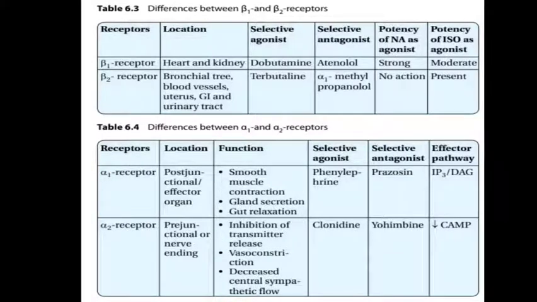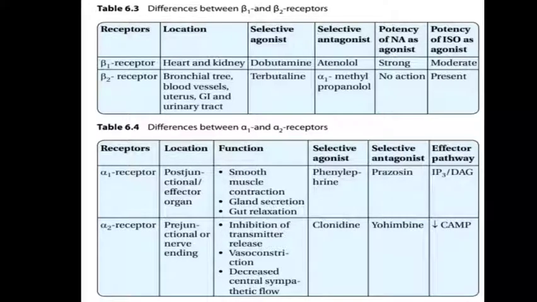Okay, in table 6.4 you can see the alpha 1 and alpha 2 receptors and their locations, that is post-junctional or the effector organ, or pre-junctional or nerve ending. Functions: you can see smooth muscle contraction, it has a basic role in smooth muscle contraction, gland secretion, and gut relaxation, because it is the rest and digest system. Alpha 2 receptor: inhibition of transmitter release, vasoconstriction, decreased central sympathetic flow.